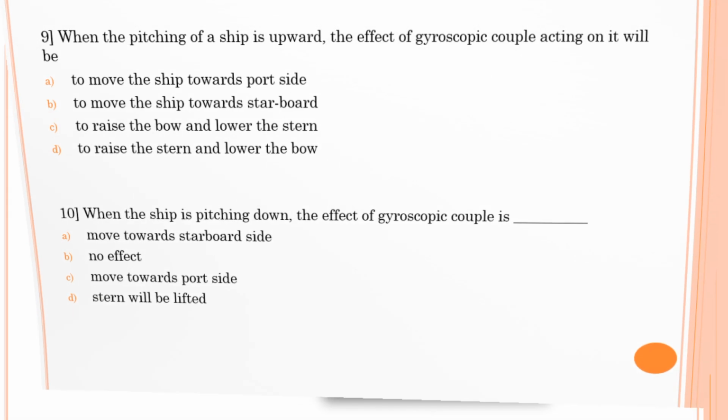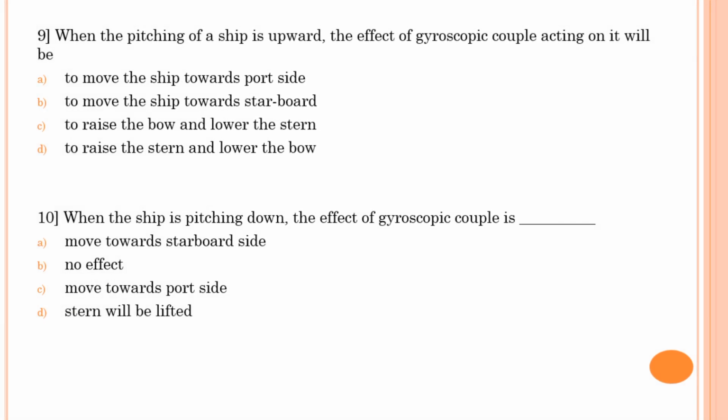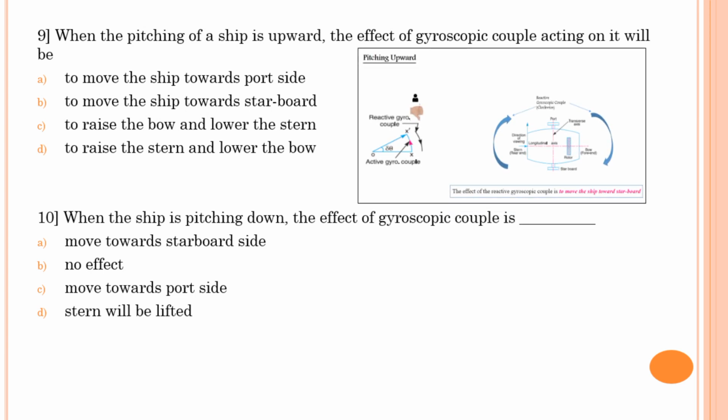Next, when the pitching of the ship is upward, the effect of gyroscopic couple acting on it will be, again this pitching up effect we can find out by using a vector diagram. Prepare a vector diagram. Now in this case, observe the effect from the topmost position of that vector diagram. Previously for steering, for aeroplane steering or ship steering, whatever may be the steering effect, we have seen this vector diagram from the bottommost position. Now for finding the effect for pitching, observe that vector diagram from the topmost position.